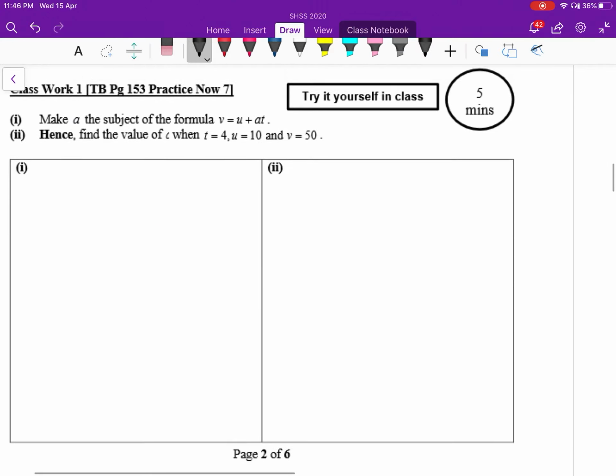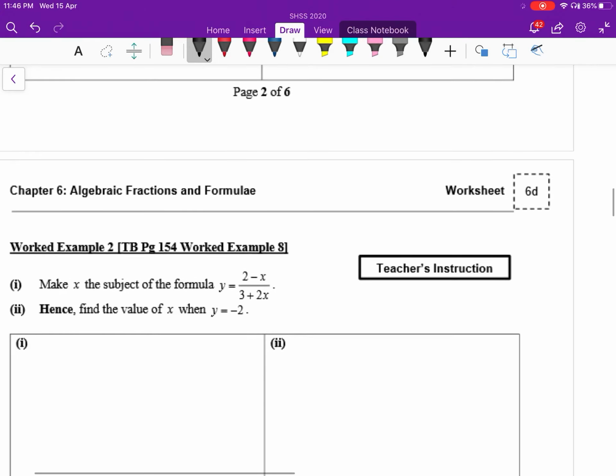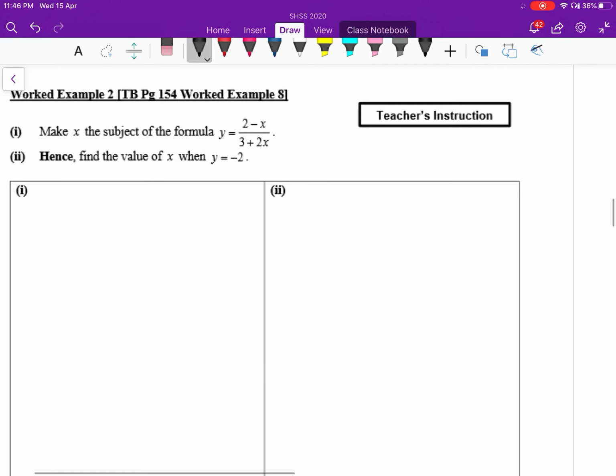Let's go to work example 2. You need to do your classwork 1 and then take a photo, upload onto OneNote. It should be quite fast. Now, work example 2 is a little bit harder. Why do I say that? I want to point something out to you.